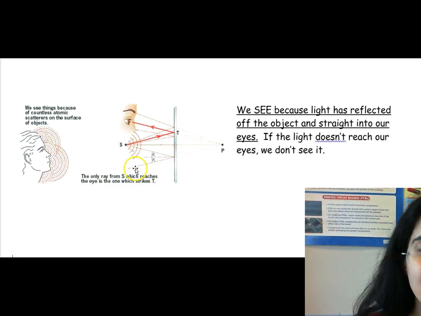If the light ray doesn't reach our eyes, if it goes somewhere else, over our heads or under them, we don't see it. Mainly, we see objects because they have rough surfaces. Light scatters off of them in all directions, as this bumpy surface reflects the light in all directions. Some of the light gets into our eyes, and so we see.